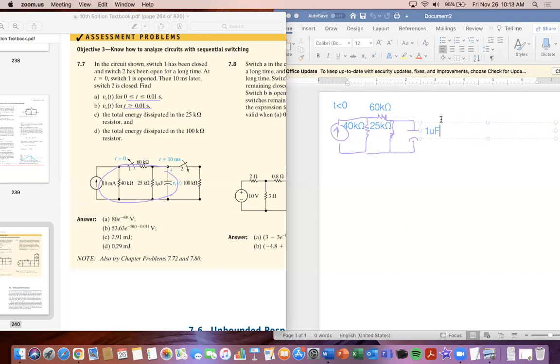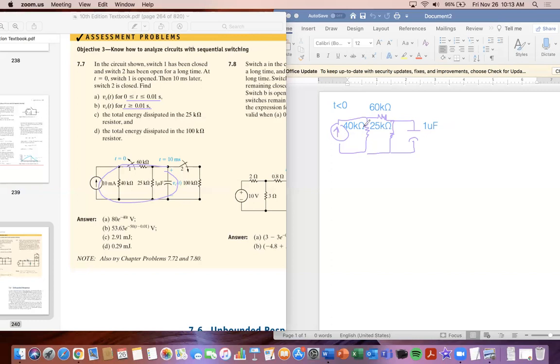Remember, a capacitor has infinite resistance since the plates are not touching; the plates are separated, and therefore there is a gap. A gap means there's infinite resistance, since we don't want charge going from one side to the other. So there has to be a voltage across the capacitor. When we have infinite resistance here, we get infinity times 25K all over infinity plus 25K.